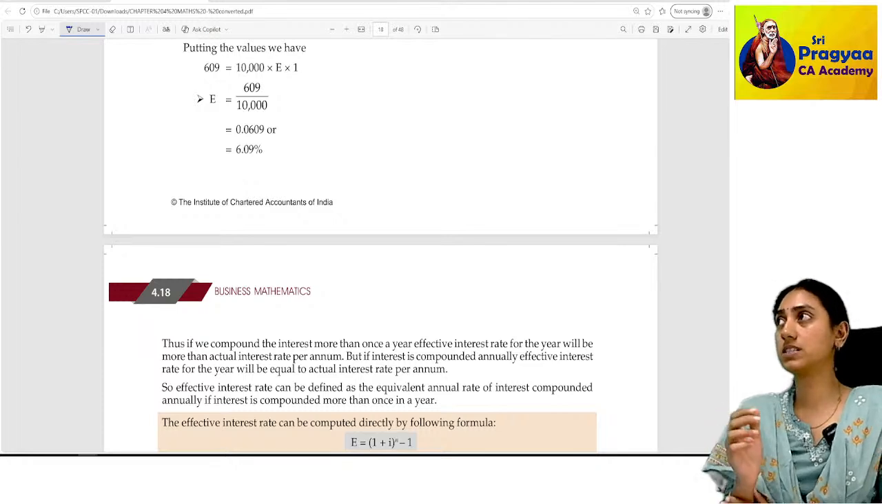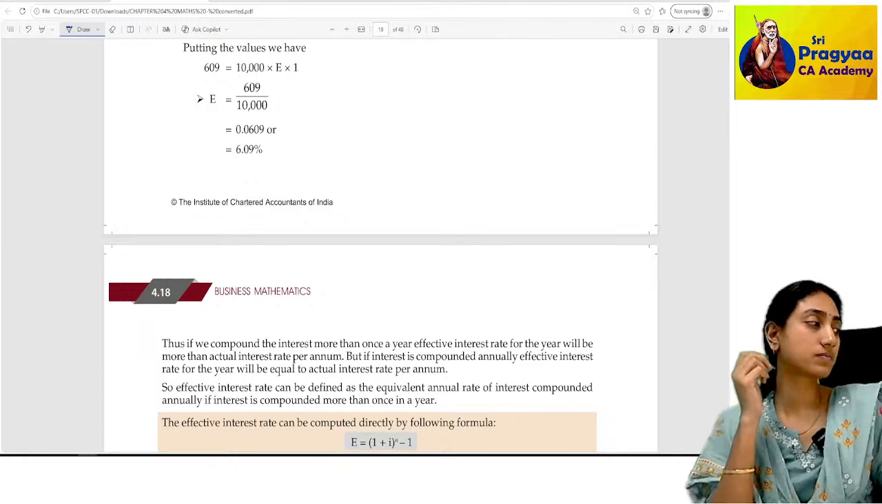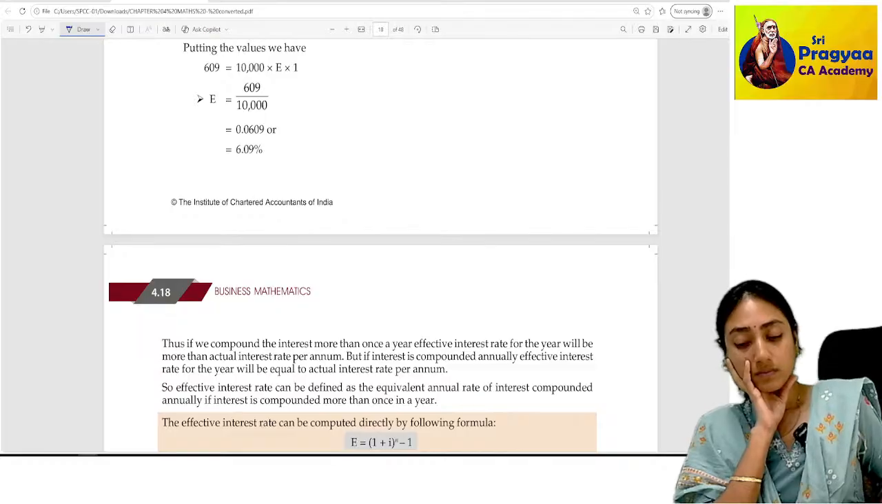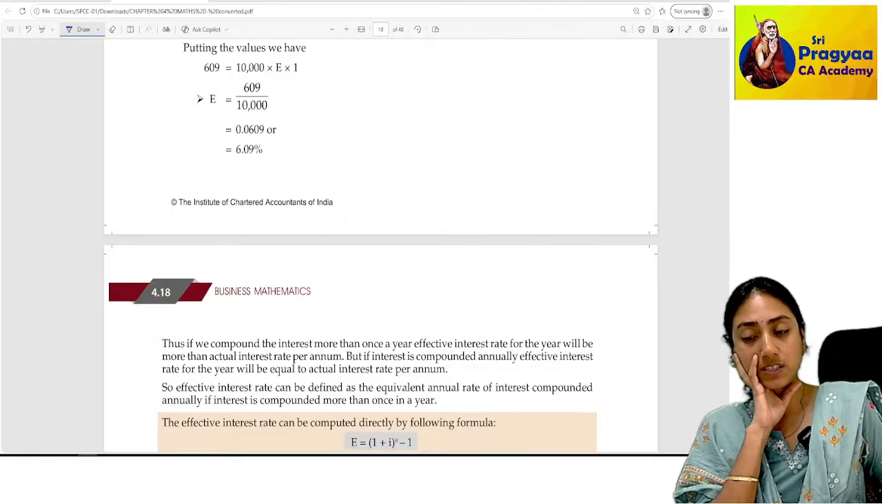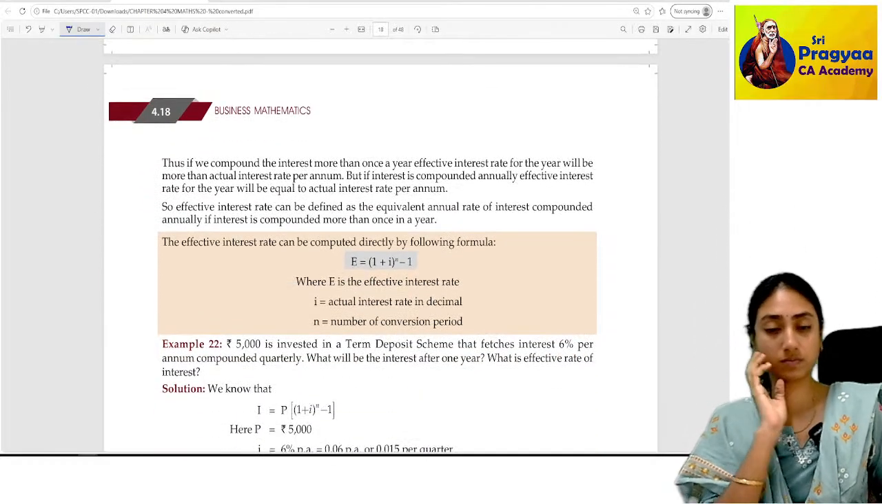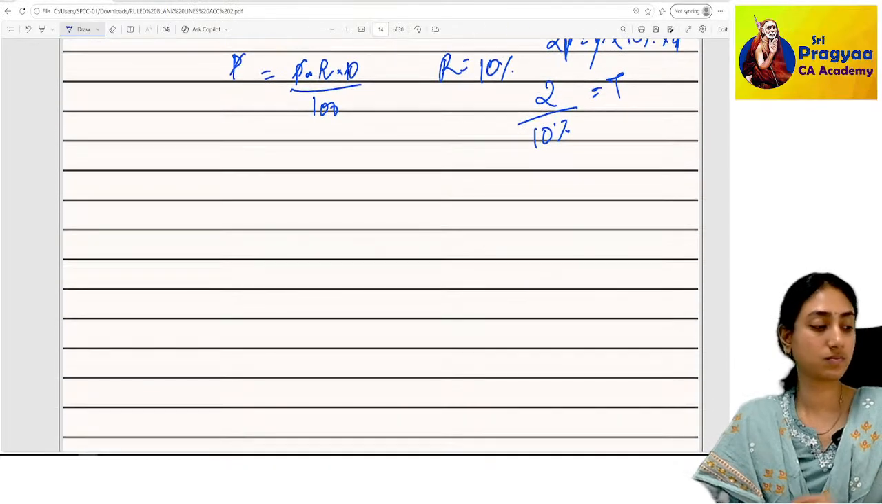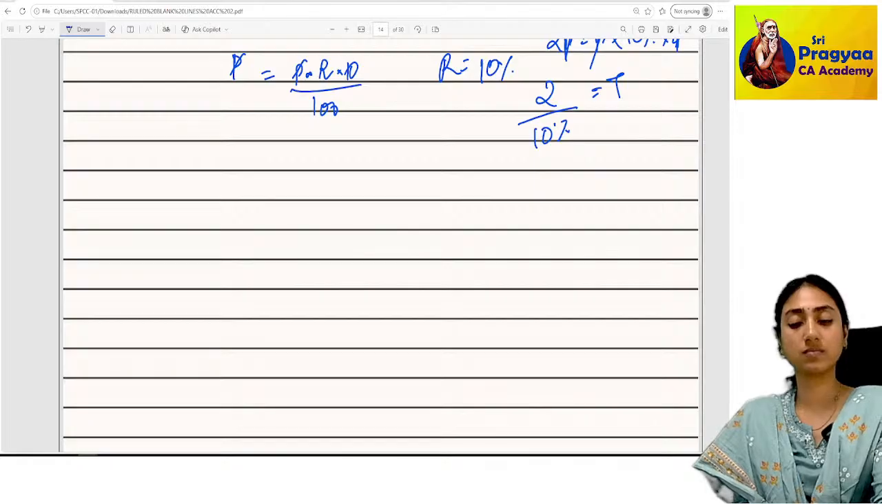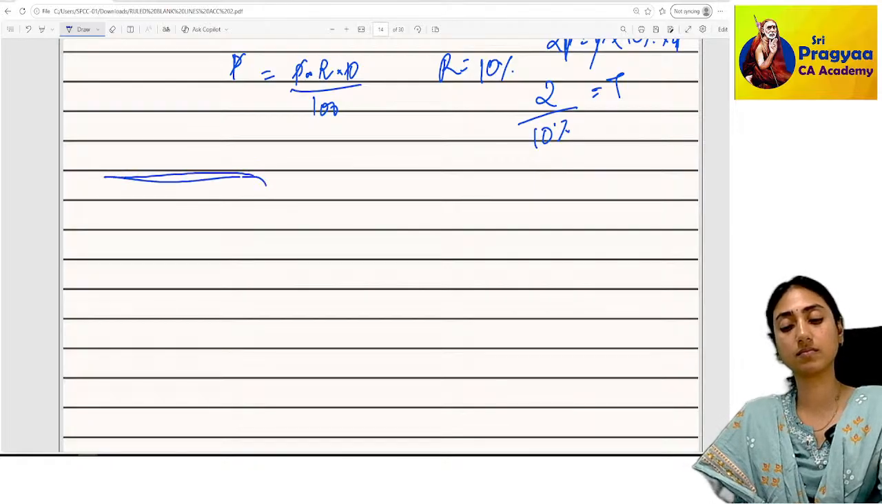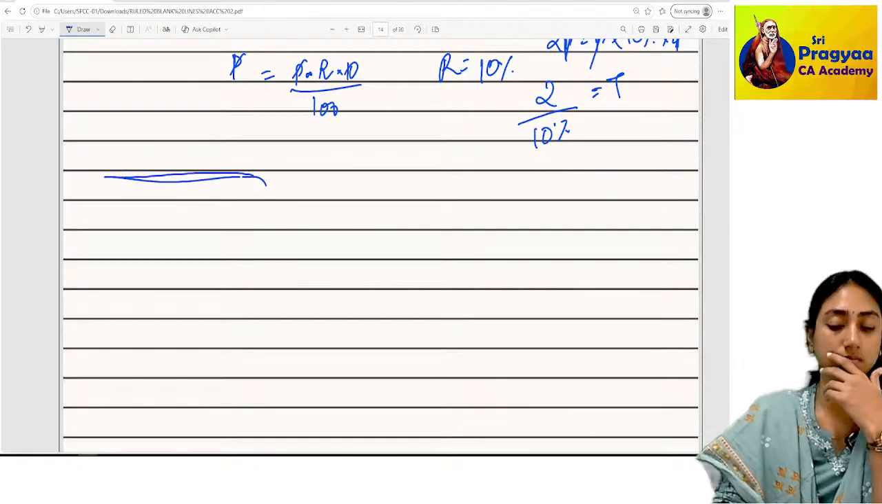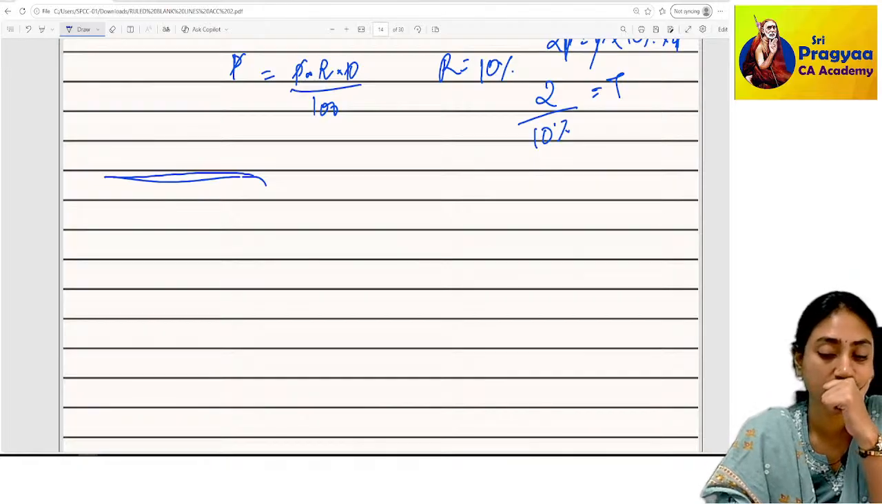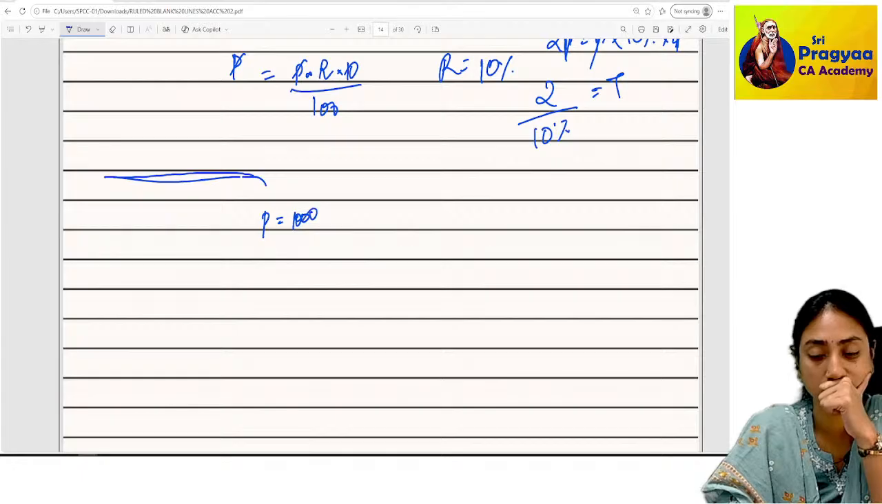Effective rate of interest na enna? What do you think effective rate of interest is? Very sharp answer, but the definition is it is the exact rate at which we are getting. It includes the inflation factor.